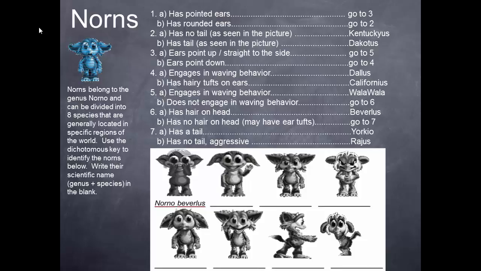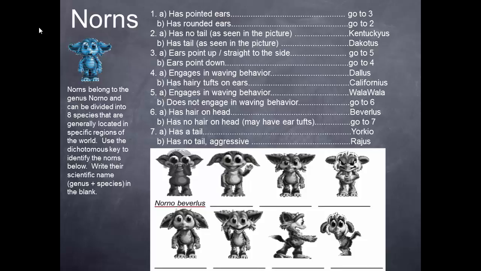Is it engaging in waving behavior? Not this one, it's not waving. Does not engage in waving behavior. Go to 6. Does it have hair on its head? Yeah. It does. This is Norno beverless. So we follow through the key until it gives us the species name.